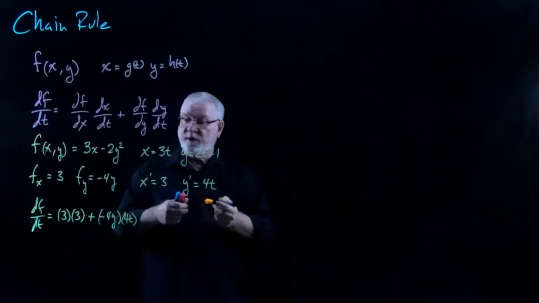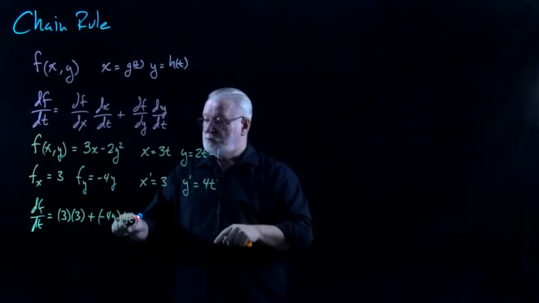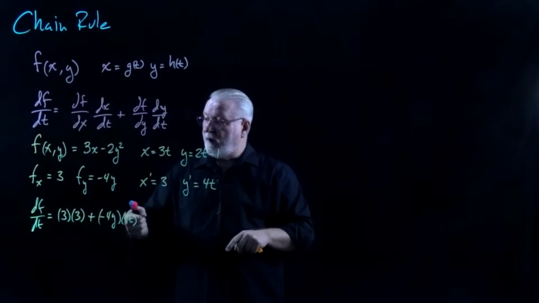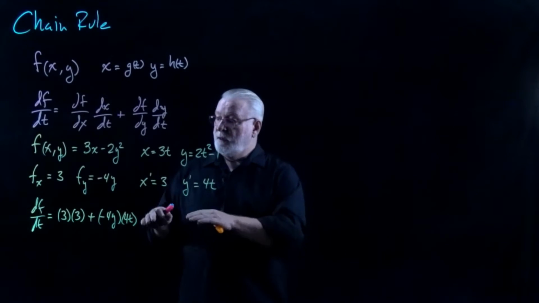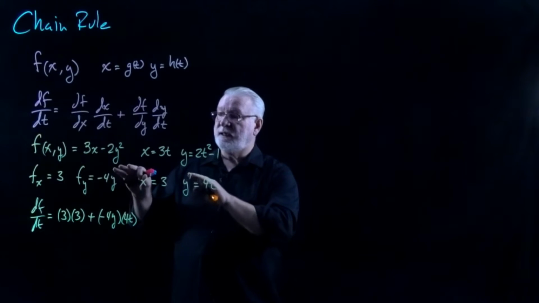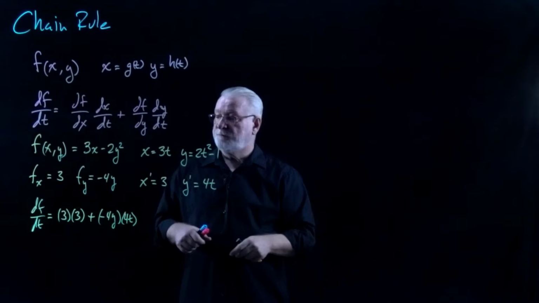Now, if I wanted to, I could come back and unsubstitute what y was, 2t squared minus 1, into here, and that way I would have the derivative of f with respect to t explicitly in terms of t. Notice that this is surprisingly easier than making the substitution and then differentiating the original function.